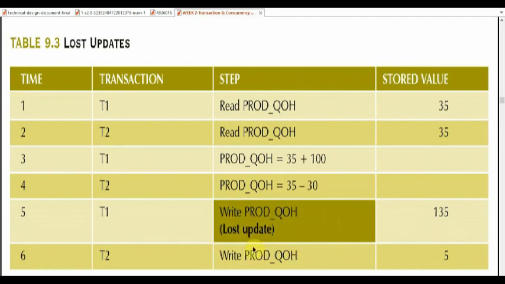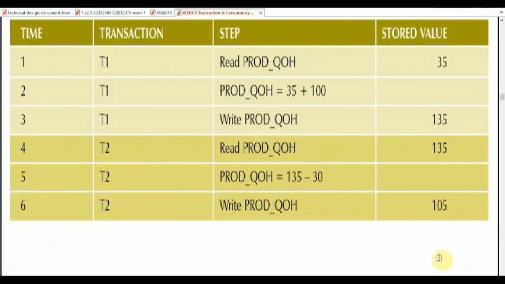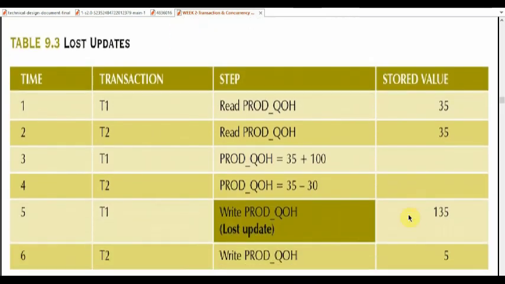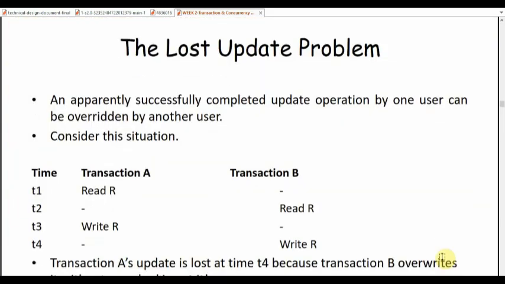So that's a problem that can occur in a multi-user environment, and this value has been lost. This update was made, but it is not the current value that is there. The current value at the end is 5. Compare that with what we originally saw, that we are supposed to have a current value of 105, but we have lost the 100 and we now have 5. So that's an example of lost updates.